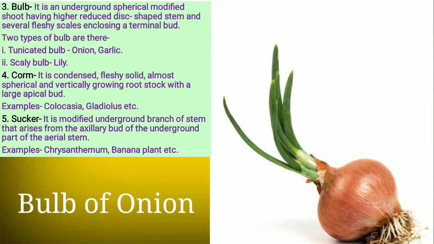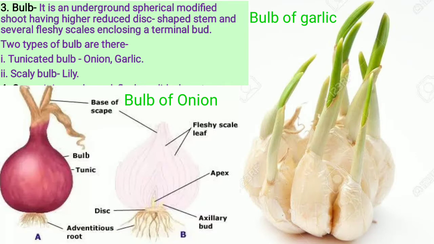And there are 2 types of bulbs. These are the tunicated bulb, examples being onion and garlic, and the scaly bulb, which is lily. So in all these 3 examples, as you have seen, there is always a lower disc or condensed structure from where the upper scaly bracts or fleshy scales come out. This reduced compact structure is the node of the stem, from where the fleshy scales come out, and right at the middle or center of the bulb there is the apical bud.